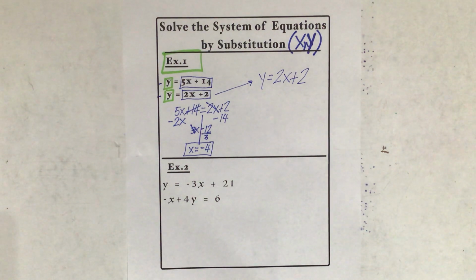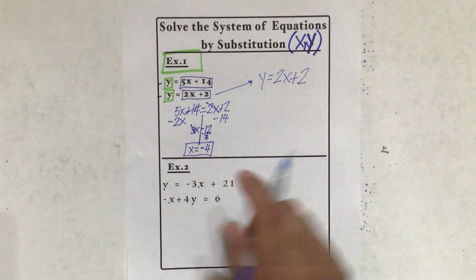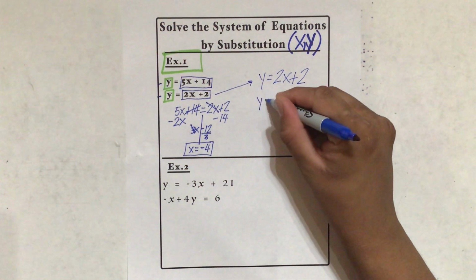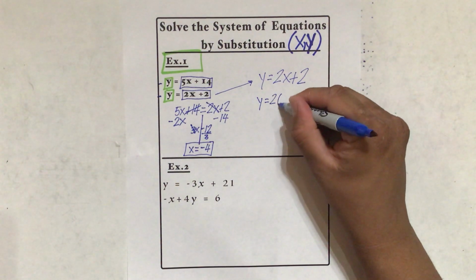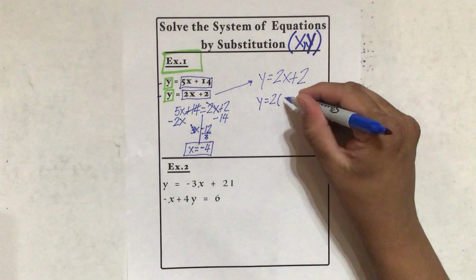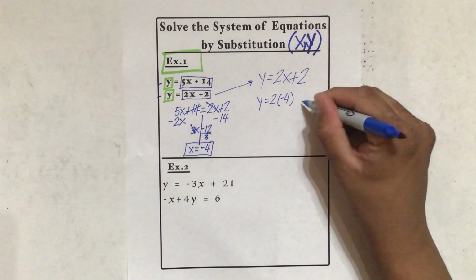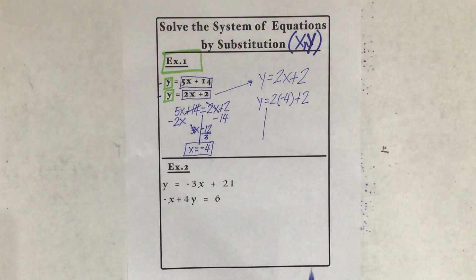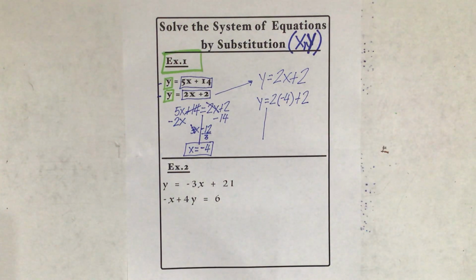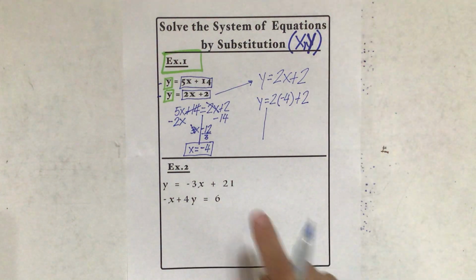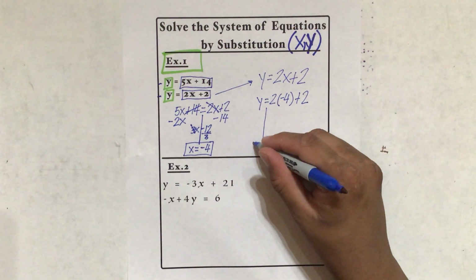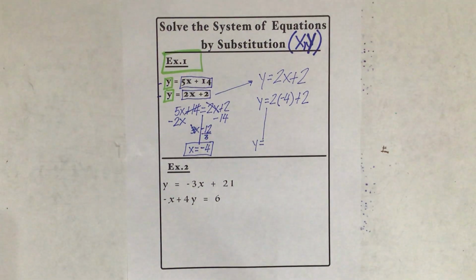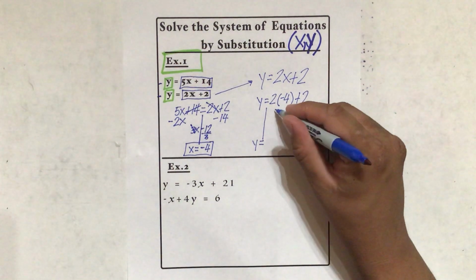And then the next step is I have to plug in the variable that I already know. And I know x already. So I'm going to say y is equal to 2 times parentheses negative 4 plus 2. Now the goal is to get y by itself. Look at that. That's the beauty of substitution, is that y is already going to be by itself on this type of problem. So now I multiply.